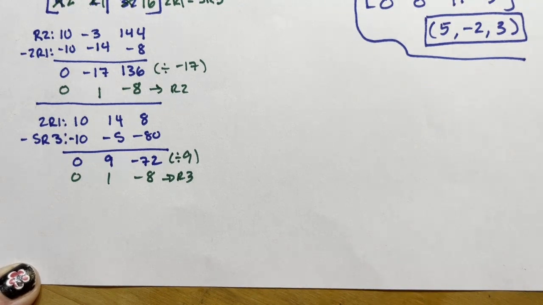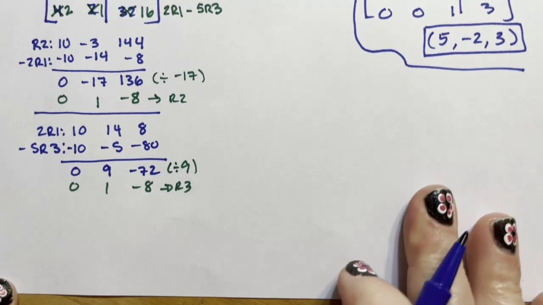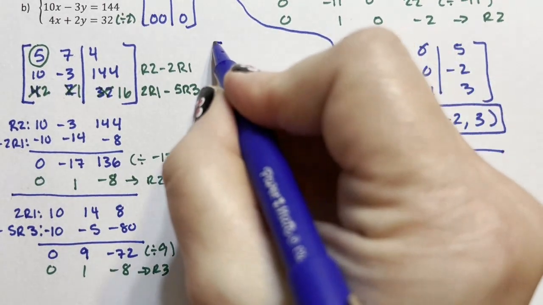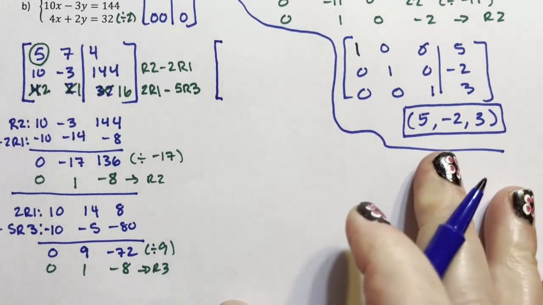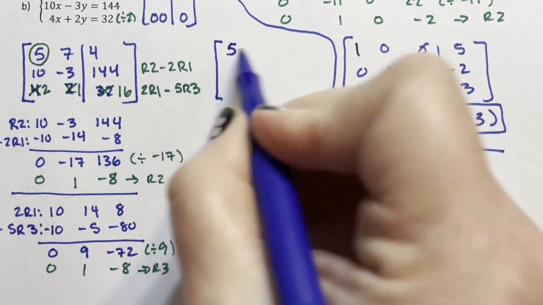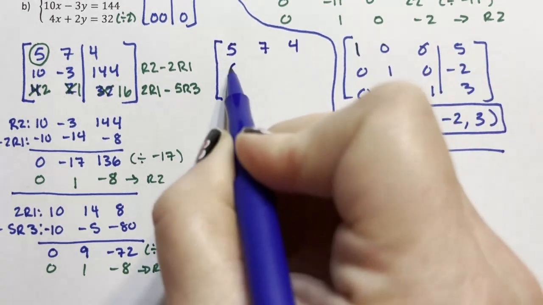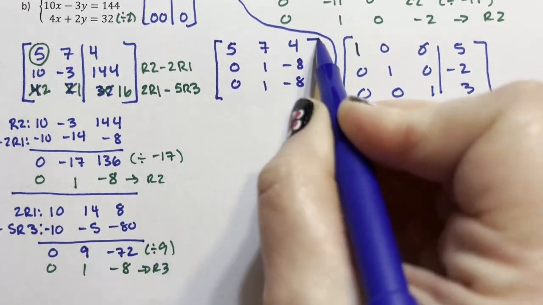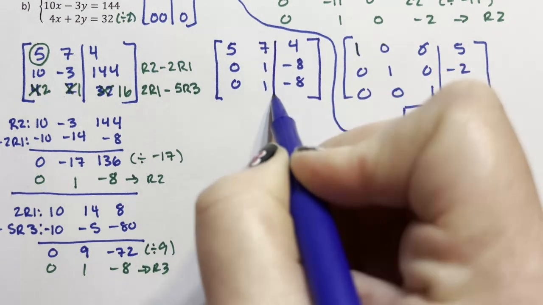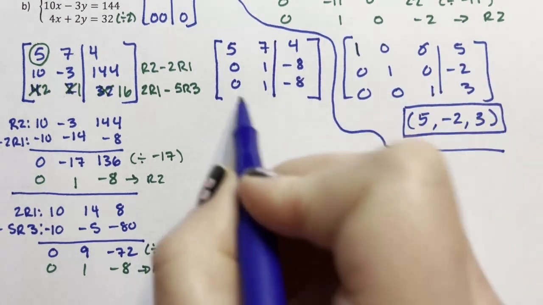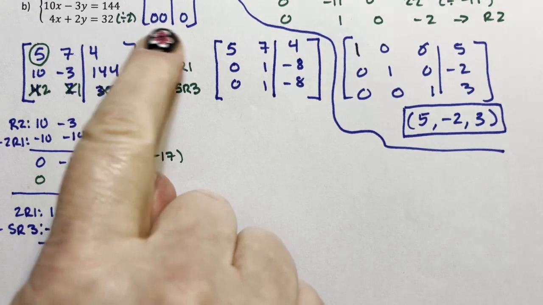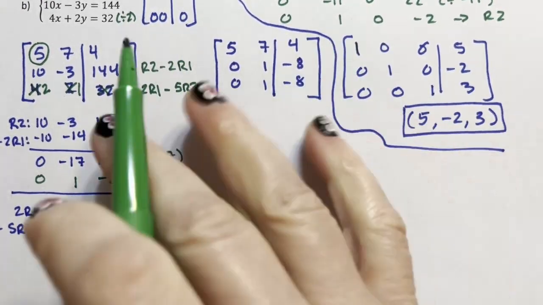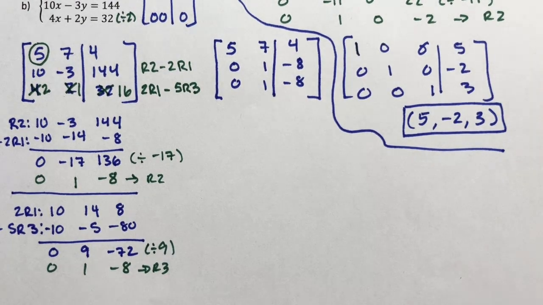And my new matrix, actually, let's write the new matrix right here, is 5, 7, 4, 0, 1, negative 8, 0, 1, negative 8. I know you're like, there's no room over there. That's okay. We can write mappings down here. I just want you to note that we are definitely going to have this 0, 0, 0. This is good because sometimes you get to the edge of your paper and you're not certain what to do.